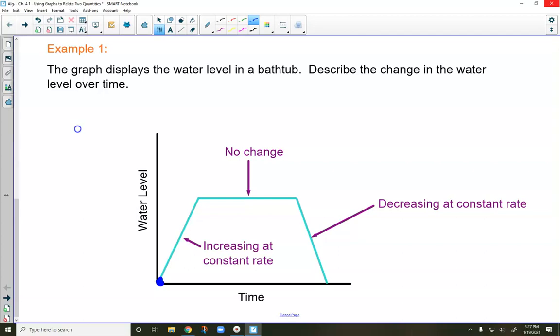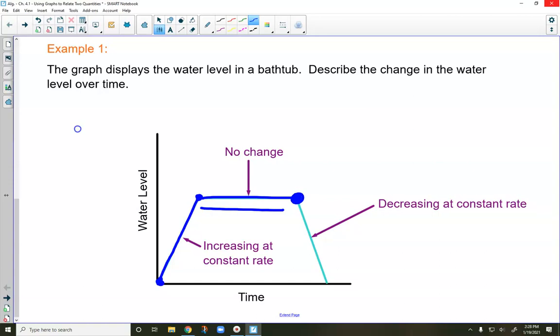Right? We know that. From here to here, the water level is changing. It's increasing at a constant rate, okay? And eventually it's going to get to a point where there's no change. From here to here, there's no change in the water level. This is where the water has reached the level that you want for your bath. You're stopping the water, then you're probably taking your bath from this time point from here to here.